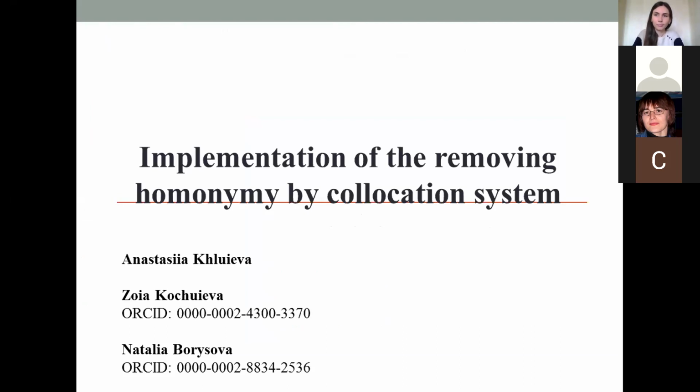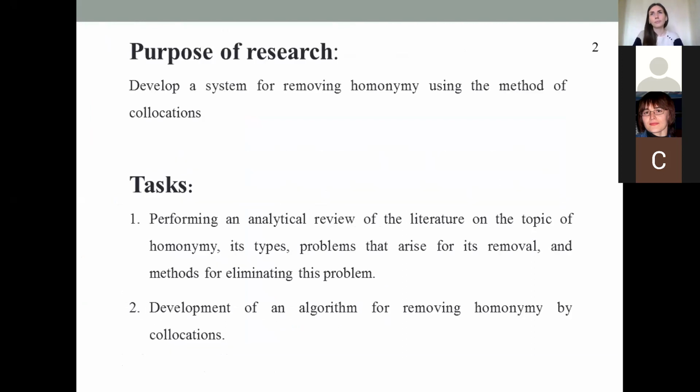My name is Anastasiia Khluieva, and me and my tutors Zoia Kochuieva and Natalia Borysova would like to represent our research, implementation of removing homonymy by collocation system. Modern intellectual systems do not process text in natural language with sufficiently high quality due to the presence of such a linguistic phenomenon as homonymy. This concept is marked by ambiguity of approaches to its study and interpretations. This has caused a relentless interest on the part of linguists.